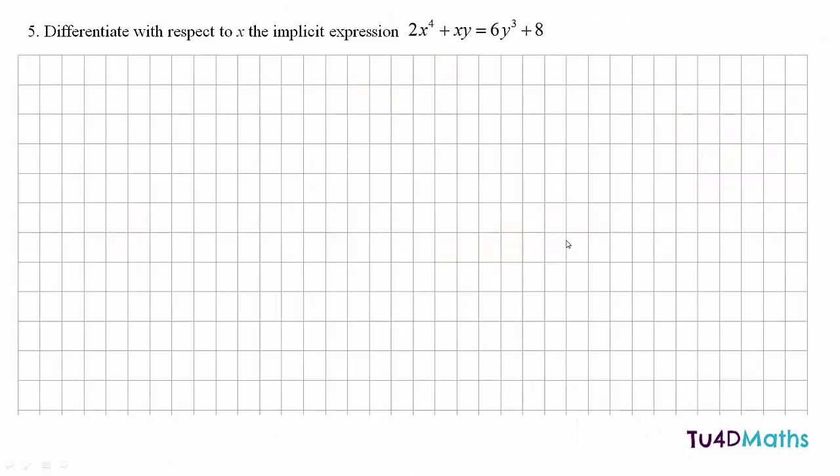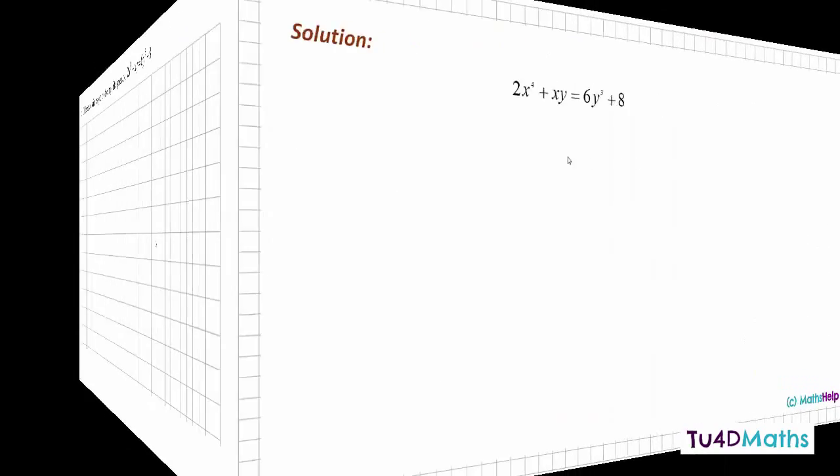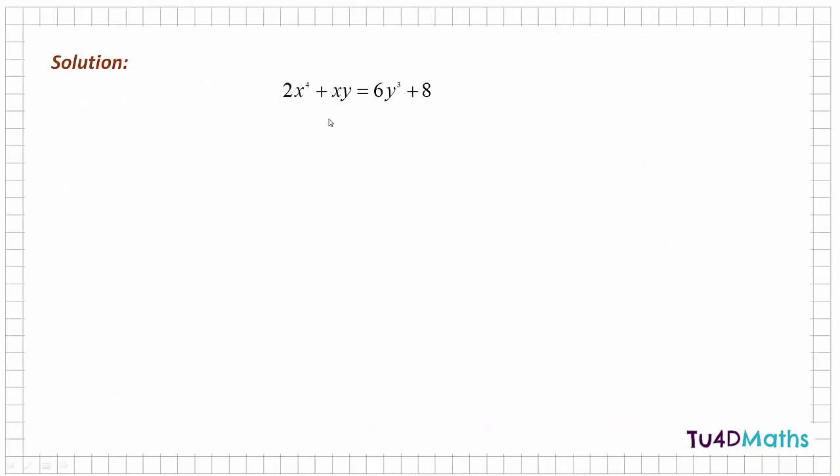Here we are asked to differentiate with respect to x the implicit expression 2x to the power of 4 plus xy equal 6y cubed plus 8. The given function is an implicit function because it cannot be written in the form y is equal to f(x). To differentiate this type of expression, first we differentiate term by term on both sides with respect to x.